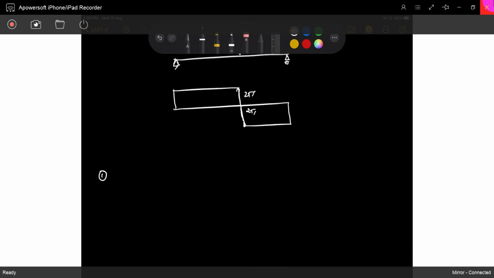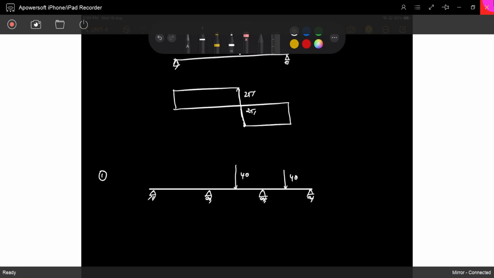So now we will see a good problem. A hinge, a continuous beam. So okay, it's a 40.